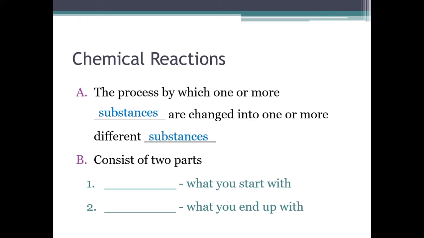So your chemical reactions consist of two parts. They consist of the reactants, which are the things you start with, and you have your products, which are the things you end up with.